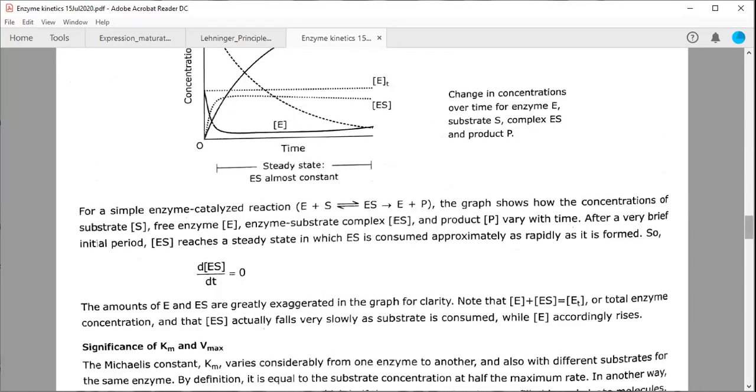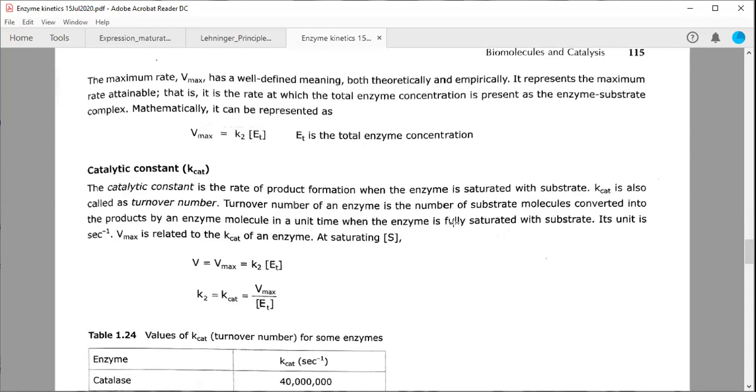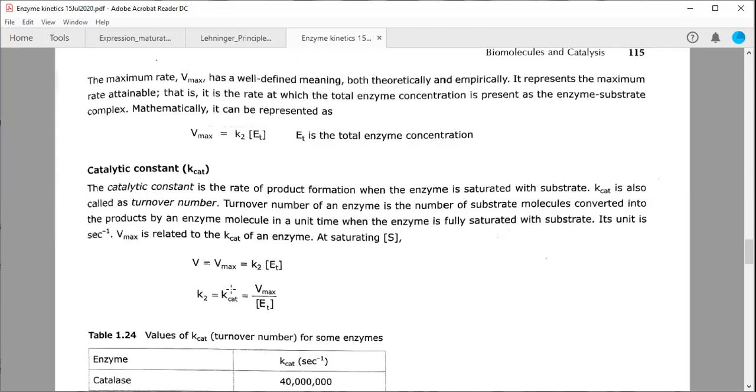When you go through this text, we will learn the significance of calculating these Km and V maximum. And then we will come to two important terms. One is called catalytic constant, or turnover number in simpler words, or we call it kcat. This kcat is actually the Vmax divided by total enzyme concentration. Based upon this value, we can calculate how many substrate molecules are getting converted into the product.